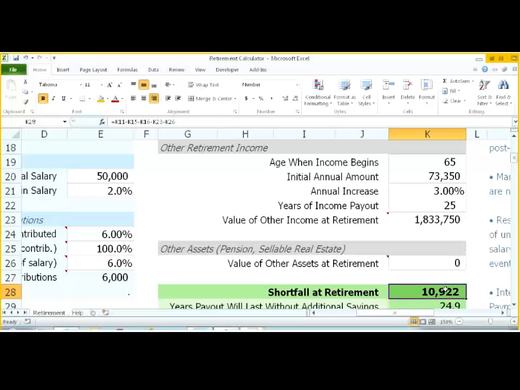So those are the kind of decisions you'd have to make. One is, okay, I need to save more of my income. Maybe I can live more frugally in my retirement.